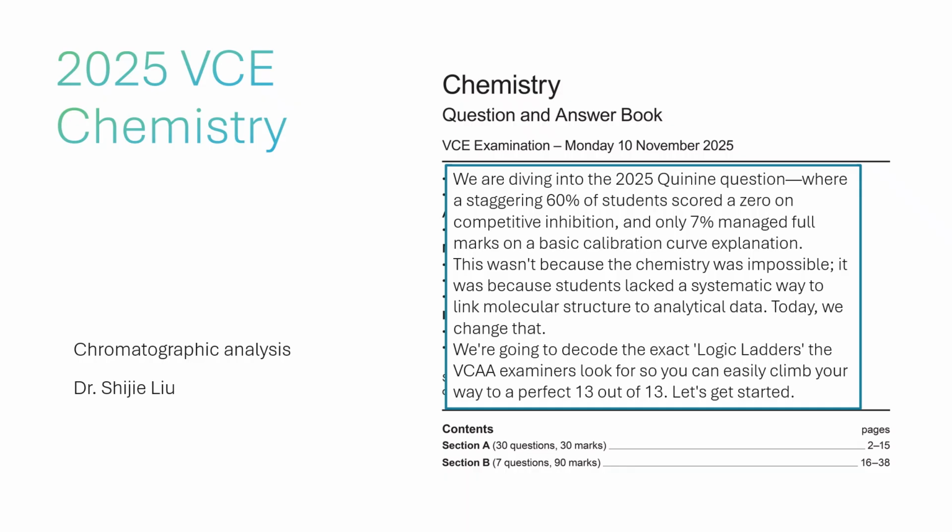This wasn't because the chemistry was impossible. It was because students lacked a systematic way to link molecular structure to analytical data. Today, we change that. We are going to decode the exact logic ladders the VCAA examiners look for so you can easily climb your way to a perfect 13 out of 13. Let's get started.